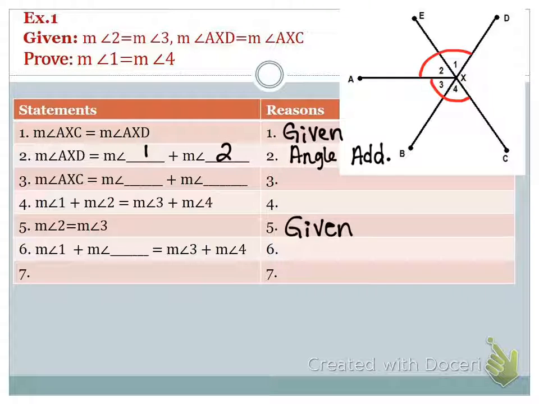All right, then they say the measure of angle AXC, so that's the bottom big angle, is equal to what two angles added together? 3 and 4. Again, how did we know that? Angle addition. Angle addition postulate.